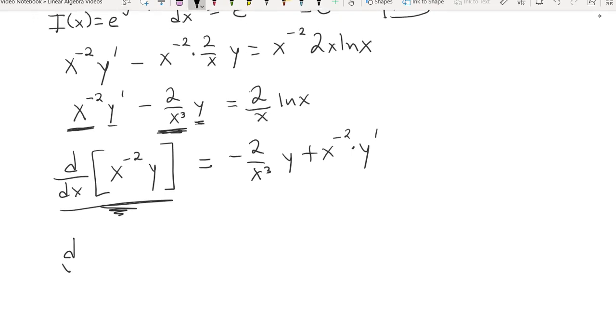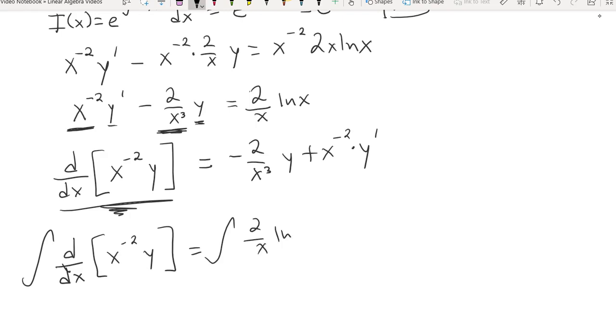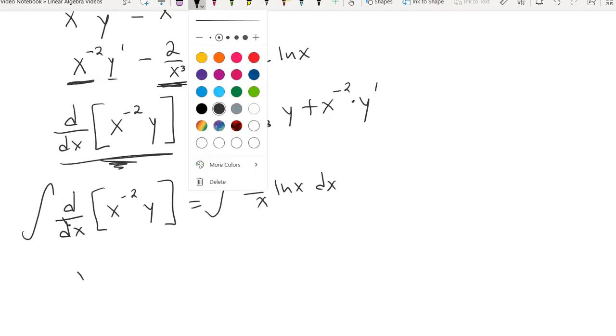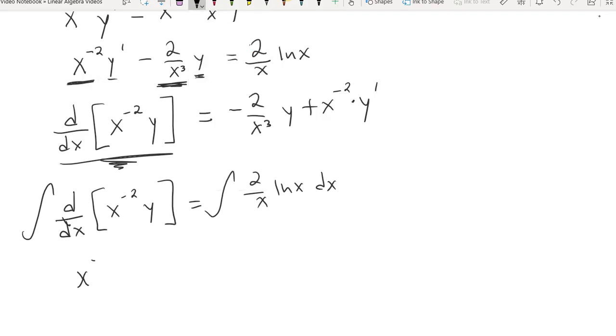So I'm going to integrate both sides now. I'm going to use my newly constructed left-hand side. I'm going to take the integral of x to the negative 2y, and I'm going to set that equal to the integral of 2 over x ln of x dx. On the left-hand side, simple. The integral of that is just x to the negative 2y, right? Utilize the fundamental theorem of calculus. You just get back what you had to begin with.